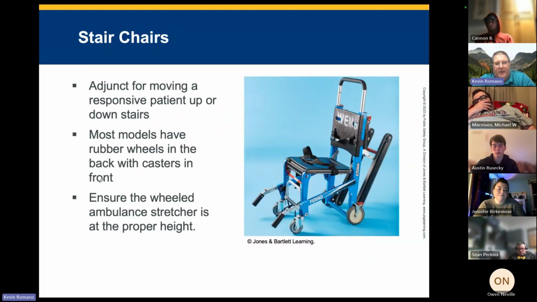These are stair chairs. These are the ones with the track system. This is the Ferno version. I personally like the Stryker one better. I think it's more rugged, but Ferno also has this as well. So the handle goes up and down here, so you can wheel it around. These extend out this direction here. The tracks come backwards like that, and you can go up and down the stairs with them. And mostly for down.